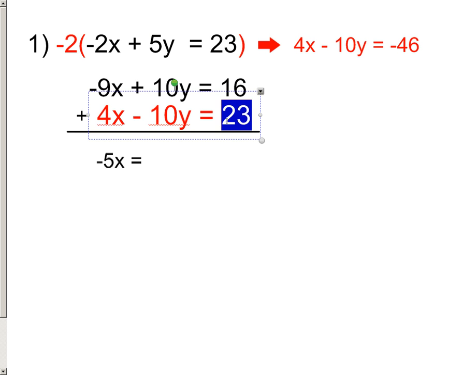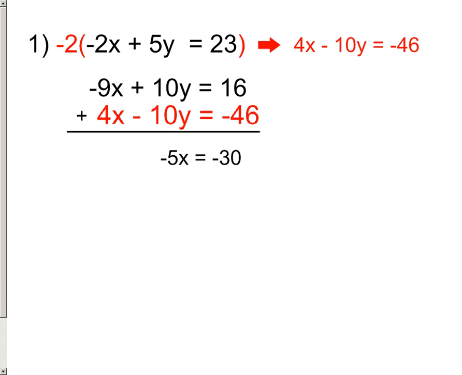So this becomes -46, and 16 plus -46 is -30. As far as what happened to the 10y plus -10y, it canceled out. And so we're left with this, and we can solve for x.